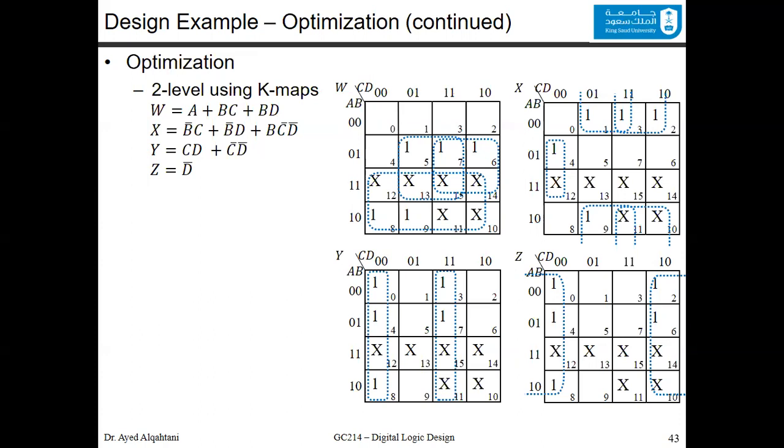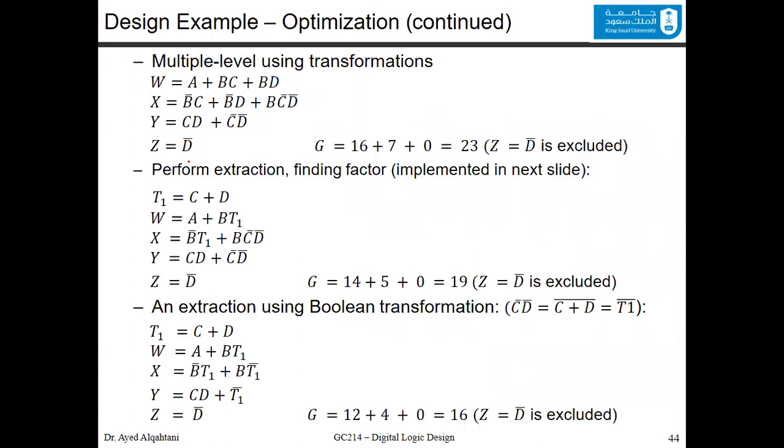After that, for these functions, we copied them here again, and we tried to do more optimization by applying certain transformations. You can see here, a quick look and try to find what's the cost. The cost is the number of literals, 1, 2, 3, 4, 5, 6, 7, 8, 9, 10, 11, 12, 13, 14, 15, 16. So you have 16.